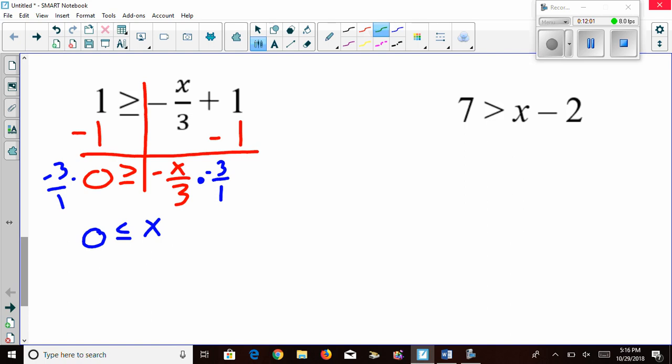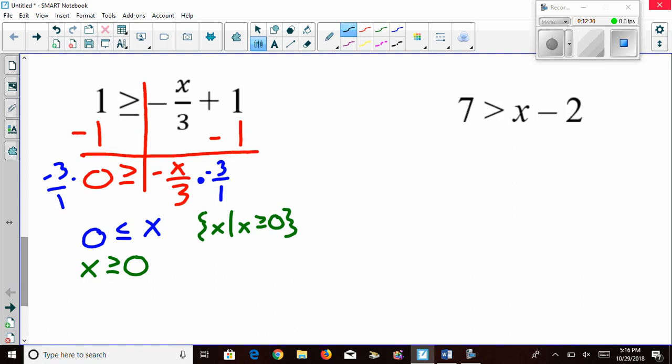We know the variable needs to be on the left. So this time, I need to flip the entire thing. And since 0 is less than x, that means my x is greater than or equal to 0, giving me the set builder notation of my answer is any number x as long as x is greater than or equal to 0.